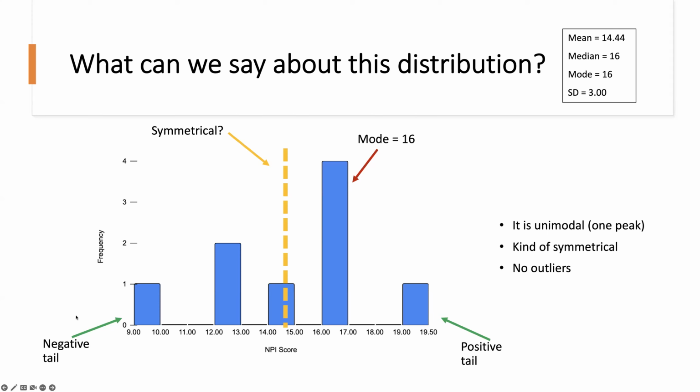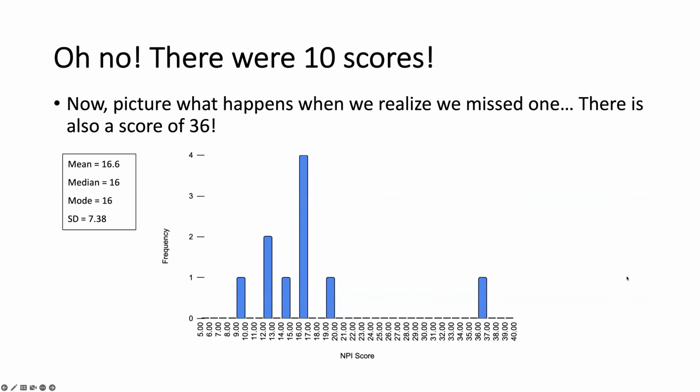Let's say that I had a 0. That would be an outlier because it's far away from the other scores. There are ways to calculate your outliers. You can set boundaries for them, but we can just look at this and say we don't have any unusual values. And then we talk about the negative tail and the positive tail. The negative tail is the end of the distribution that goes towards the negative side of the axis, and the positive goes towards the positive side.